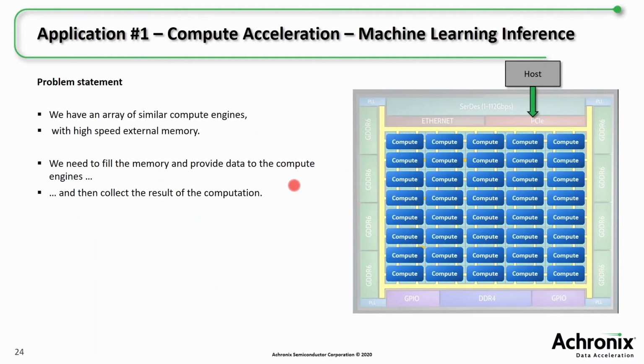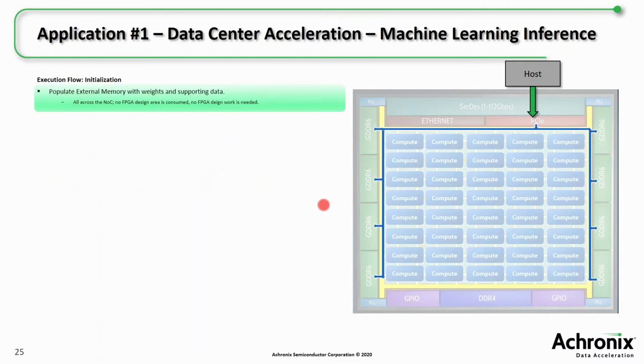So let's go back to our three applications. Let's first look at the compute acceleration. Here, let's think about machine learning inference. The host needs to be able to take advantage of this array of similar compute engines that have access to high-speed external memory. It needs to fill the memory, provide data to the compute engines, and then collect the result of the computation. So how does this work?